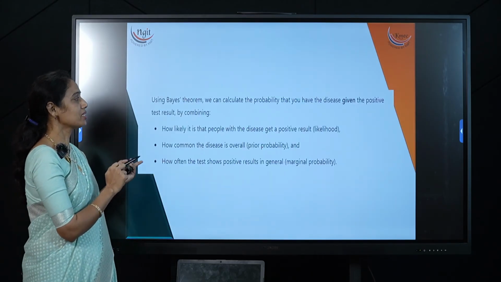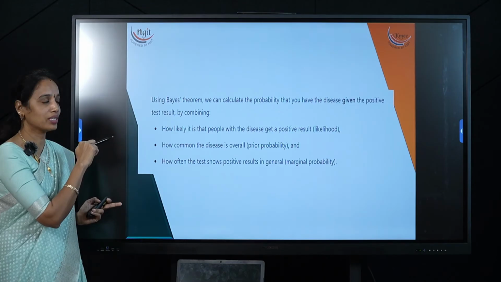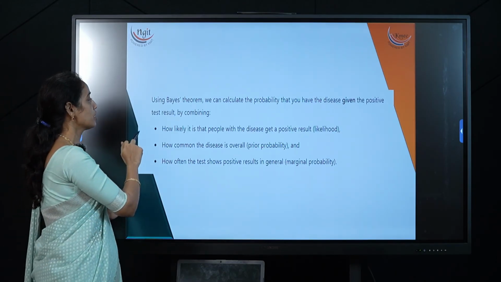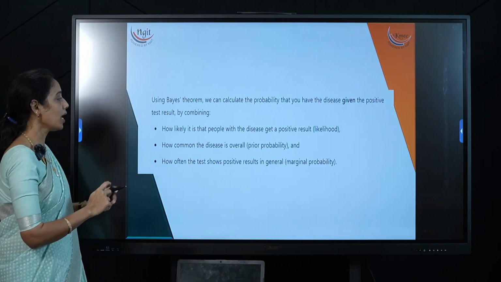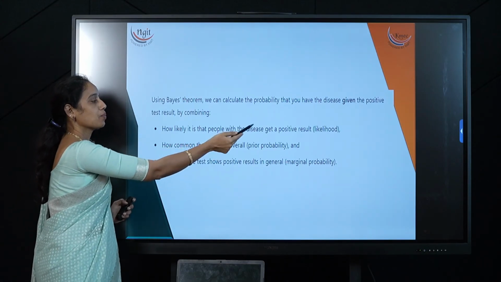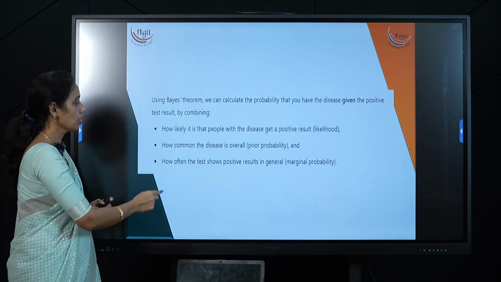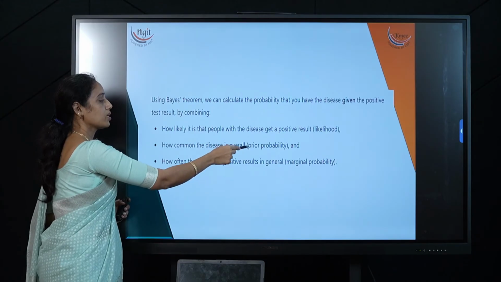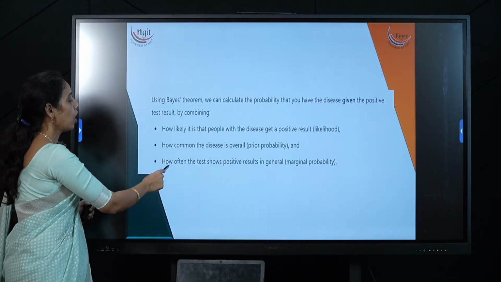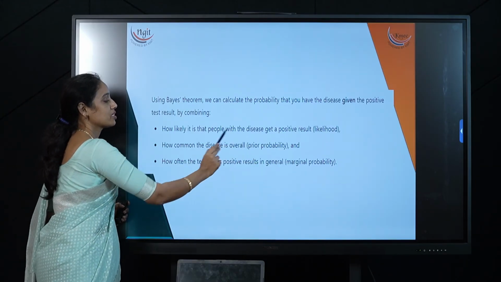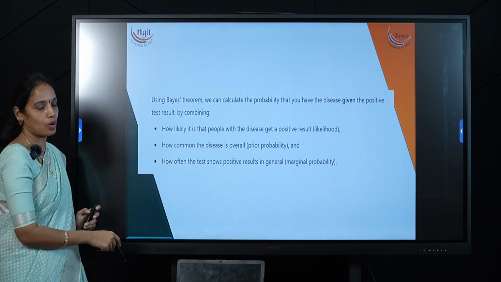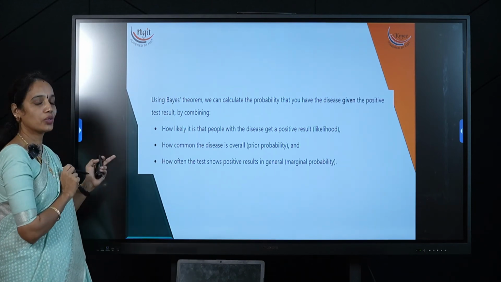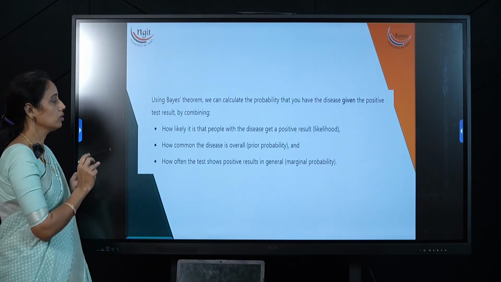So using Bayes theorem, we are going to calculate the probability that you have the disease given the positive test result by combining how likely it is that people with the disease get a positive result, which is the likelihood, how common the disease is overall, which is the prior probability, and how often the test shows positive results in general, that is the marginal probability. In this way, we define the Bayes rule.